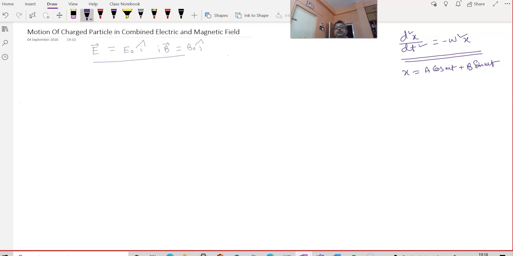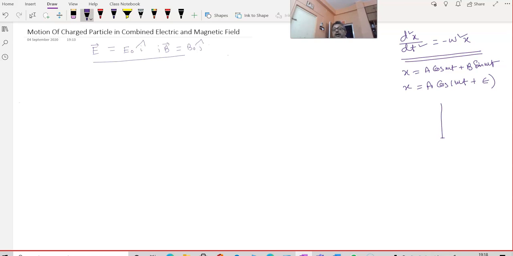Or one can write the solution in this form also. x is equal to a cos omega t plus epsilon or delta, whatever you see. So this a and epsilon will be determined from the given initial condition. Here the initial condition is this only: at time t equal to 0, it is released at the origin of the three-dimensional coordinate system.